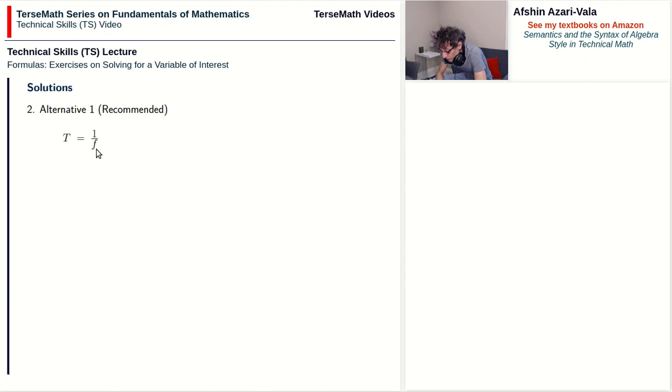We take the division by f here and turn it into multiplication by moving it up diagonally, and then because t is being multiplied by, it moves down and goes where f is now. So basically t and f switch sides. They move diagonally, and we end up with f is equal to 1 over t, and you're done.